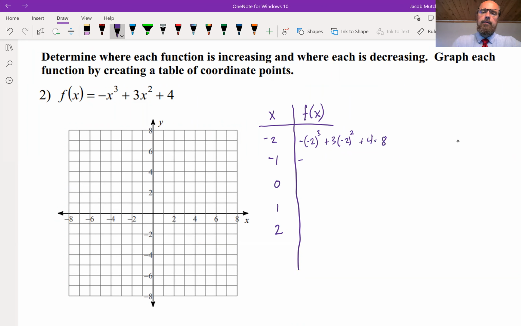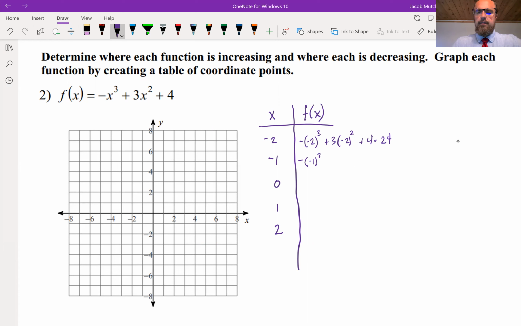Let's plug in -1, so -1 cubed. So that's going to have the sign here. I think I miscalculated on that first one, because -2 cubed is -8, times negative is +8, plus 12 is 20, plus 4. So that'll actually be 24. Let me correct that real quickly. All right, so we're squared away now.